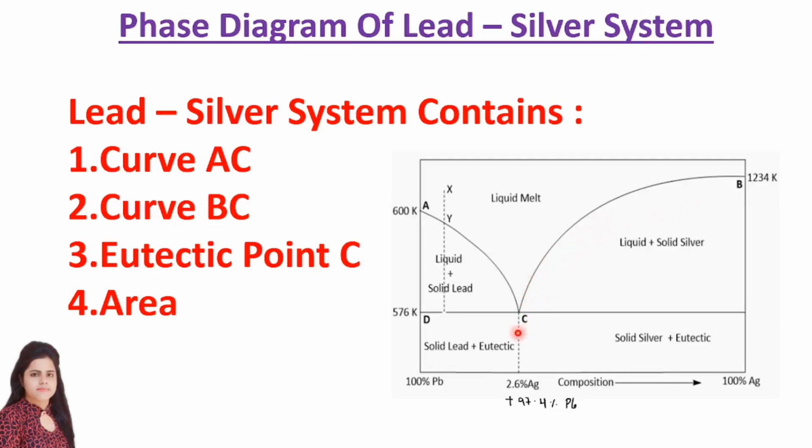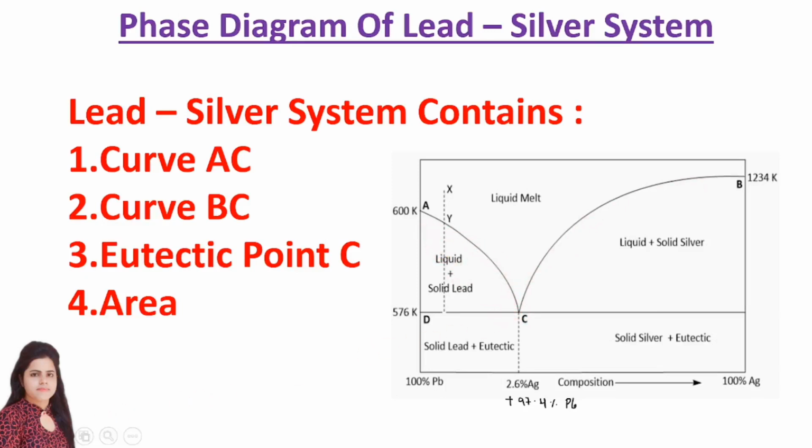Then we have the eutectic point. Already I told you, it is the point where solid lead metal, solid silver metal and their solution coexist, and this is point C, called the eutectic point. Then we have areas. First area is under the AC curve, then the area under the BC curve, then the area under the eutectic point C, and one area is here, above the curve ACB. One by one we will understand how we use the phase rule here.